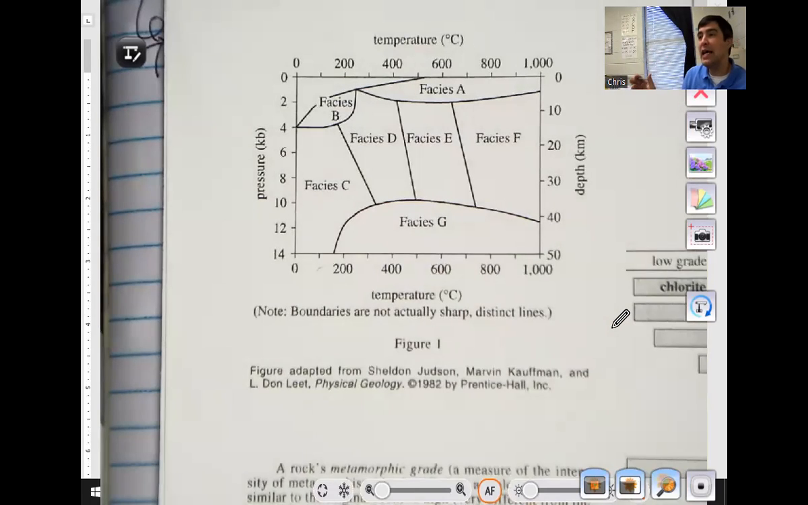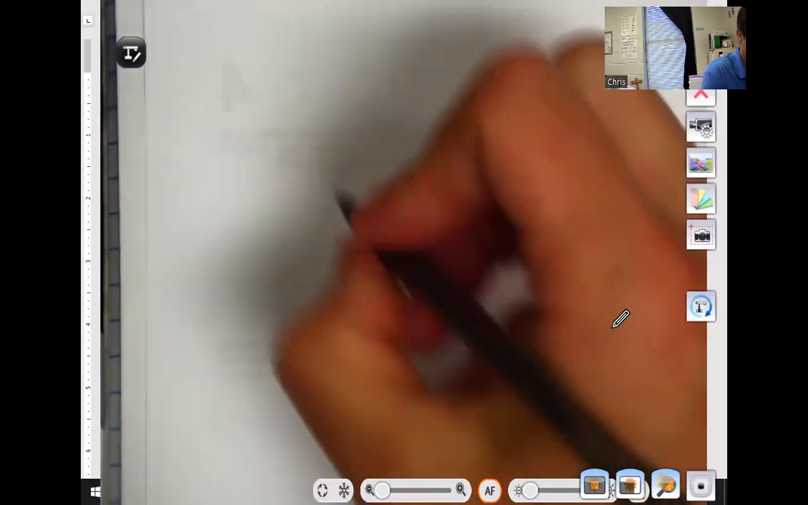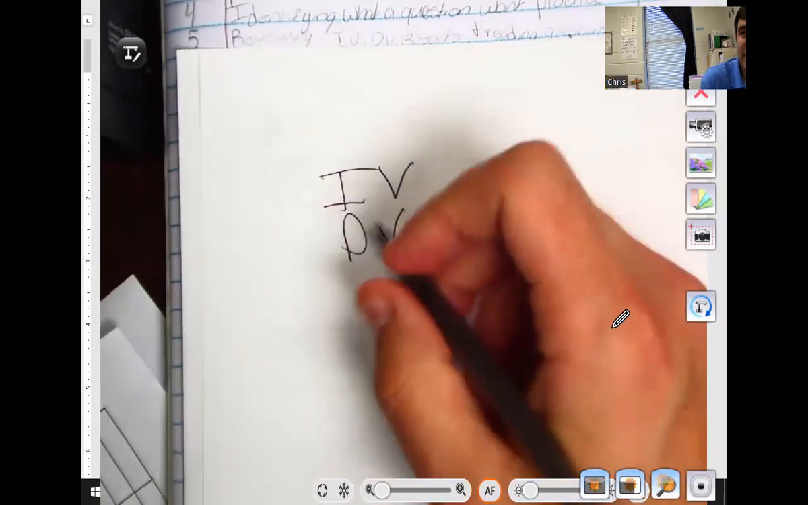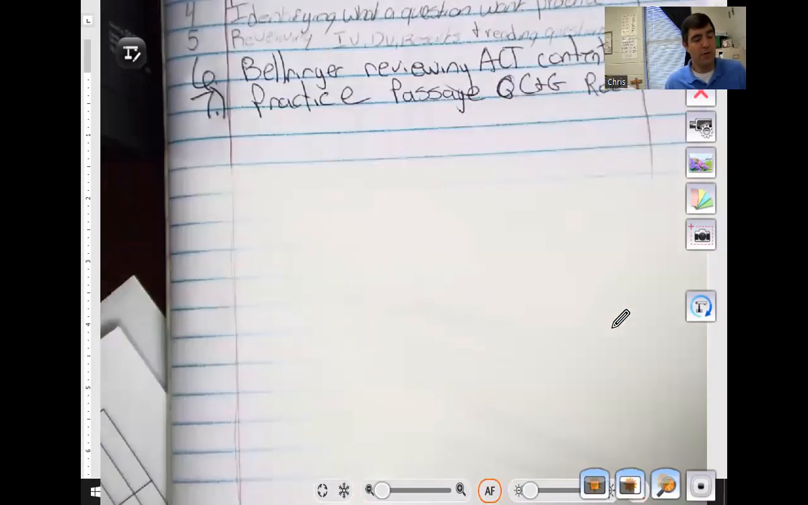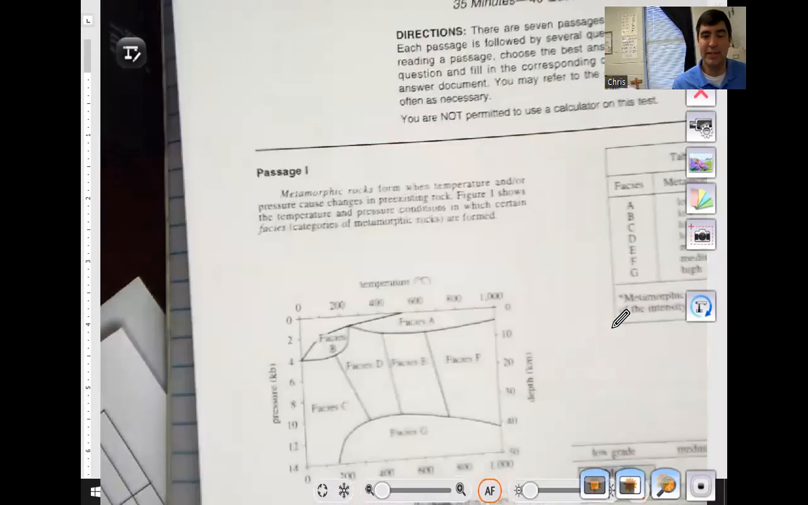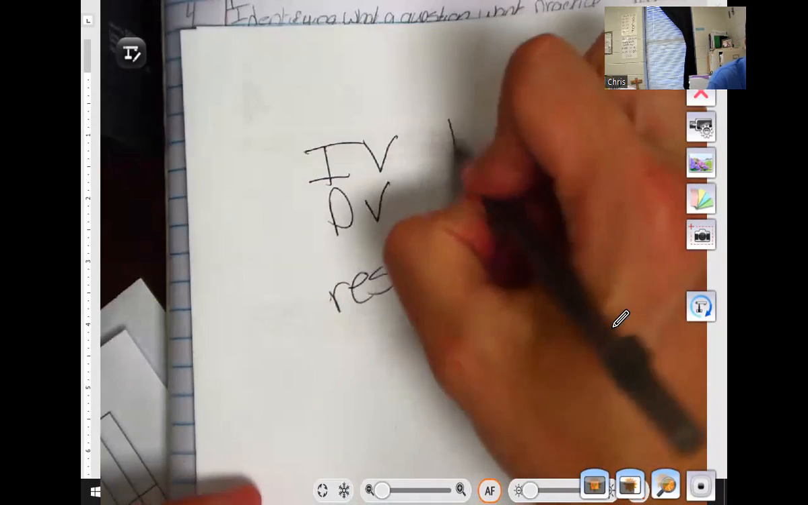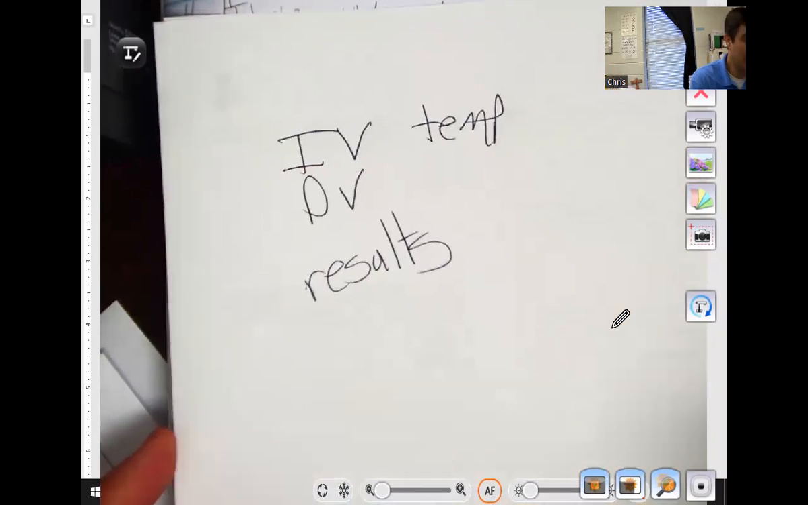So now let's read again. Every time I look at an experiment, I look for three things. These are the three things I look for in an experiment. I look for the independent variable, dependent variable, and the results. All right. So I'm looking for all three of those. Well, I've already got two. What's the independent variable? Temperature. All right. What's the dependent variable? There are actually two here. Pressure and depth.